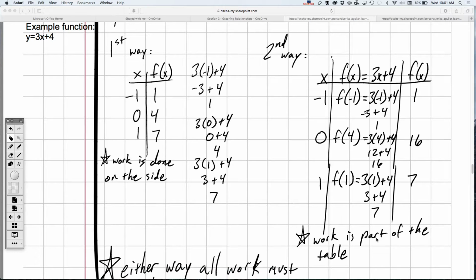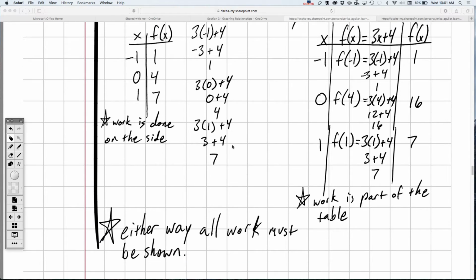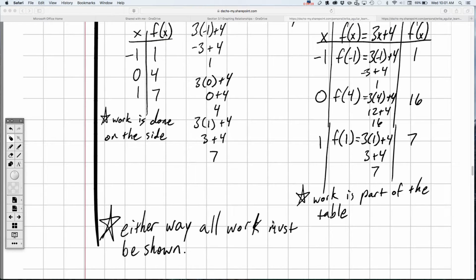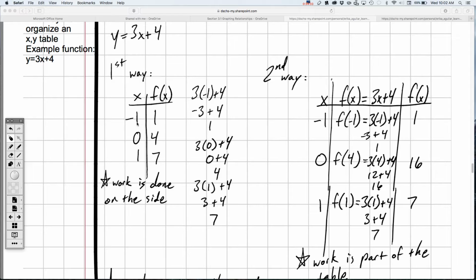Now on the other one, you don't do your work on the side. Work is part of the table. So you leave room in between and you write out negative 1. Then you say f of negative 1, which means when I plug negative 1 into the function, I get 3 times negative 1 plus 4. Negative 3 plus 4, 1. And write it here. So basically, instead of doing the work on the side, you do it in the middle. You can do either way, but all work must be shown in your problems. So you have to figure out whether you like it as just a table or like seeing the work in the middle.